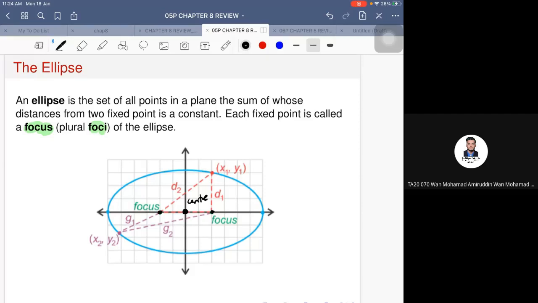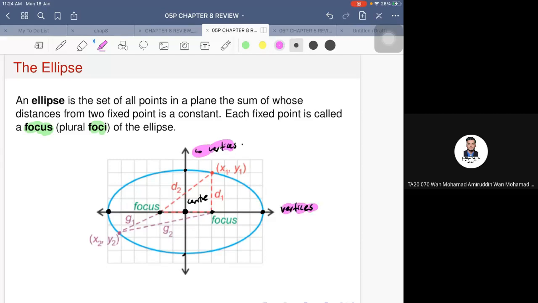And dekat hujung sekali ni, dia ada titik juga. So kat sini nama dia adalah vertices. Okay, dekat ujung ni pula, nama dia adalah co-vertices. Okay, apa beza antara vertices dengan co-vertices? Okay, kalau you tengok, sama ada dia adalah vertices ataupun co-vertices bergantung kepada bentuk ellipse tu.